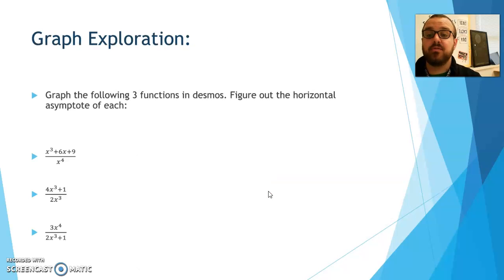Now, in terms of some exploration I want you to do, I want you to take these three functions and graph them in Desmos. I want you to try to figure out what the horizontal asymptote of each of them is. What is it approaching as x goes out towards forever in either direction? And then see if you can come up with a pattern about why it's doing certain things. Go ahead, pause the video, try that, and then we'll meet back and talk about what you found.